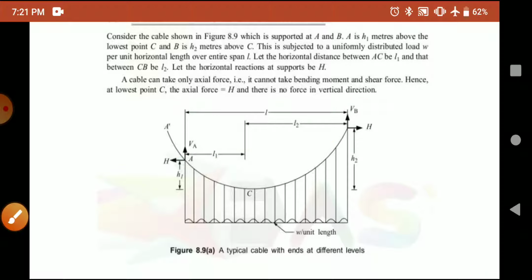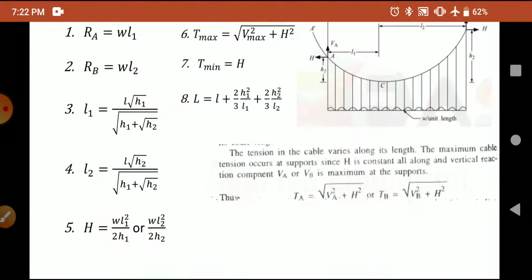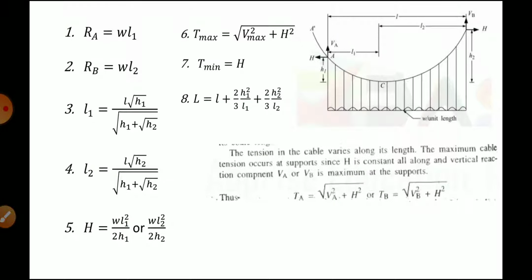And we also know that a cable can take only axial force. That is, it can take only tensile forces. And there will be no bending moment and shear force. So at the lowest point C, the axial force will be H and there is no force in the vertical direction. It cannot take any shear force. Based on that, the essential elements whose formula that we need to know has been listed out here.